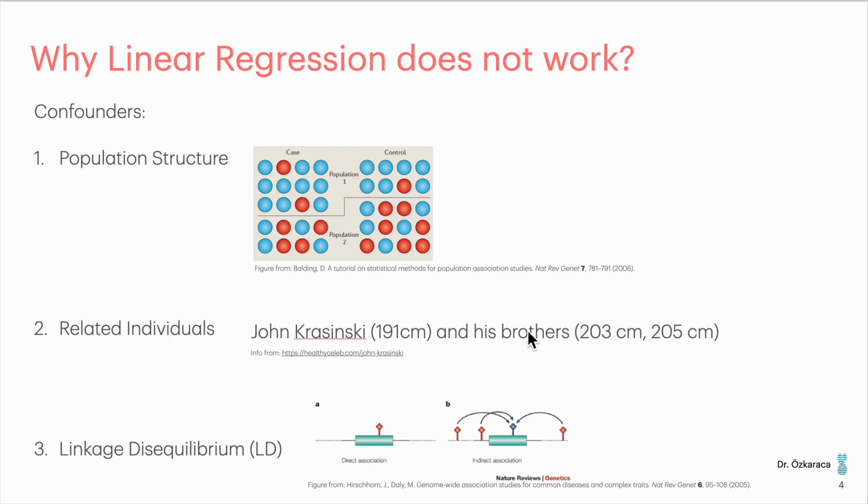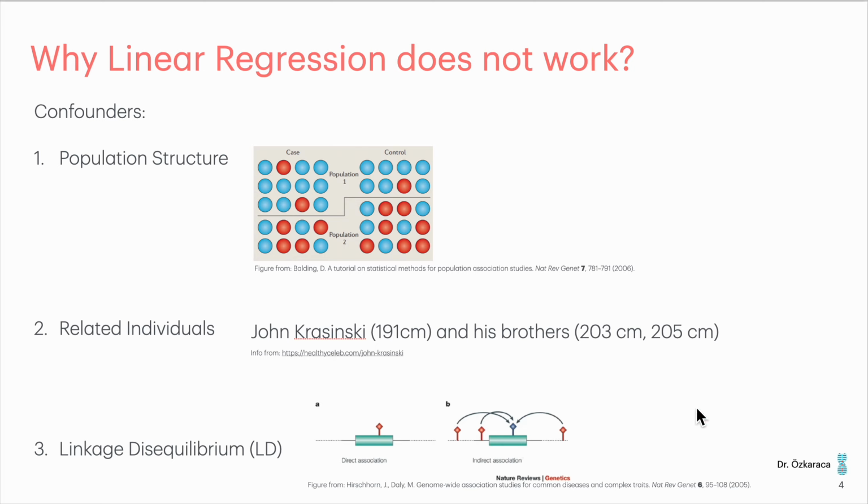And the third confounder is linkage disequilibrium, which is causing false conclusions in the linear regression setting, in the sense that when we are making an association analysis, if we find an association, it could be either a direct association of a variant with a trait, or even if it is not associated with the trait, there could be an indirect association due to the linkage disequilibrium between genetic variants, and therefore we would get false conclusions due to this linkage disequilibrium. So this is another confounder.